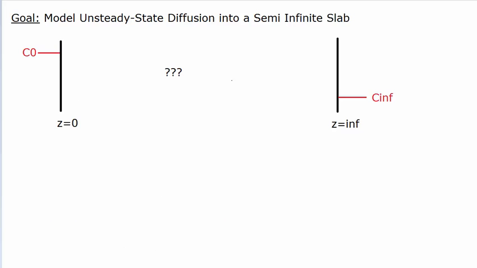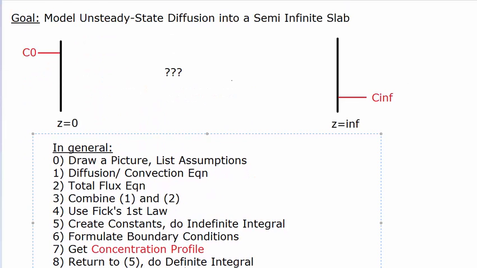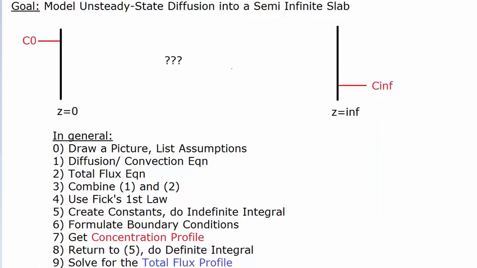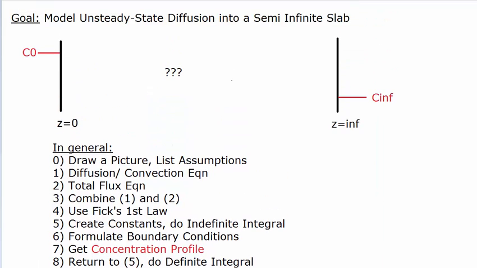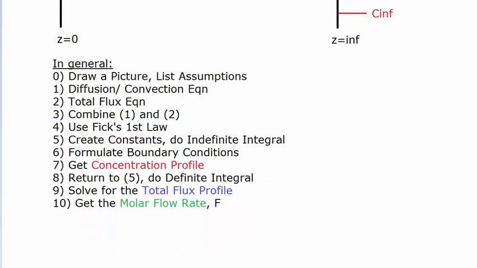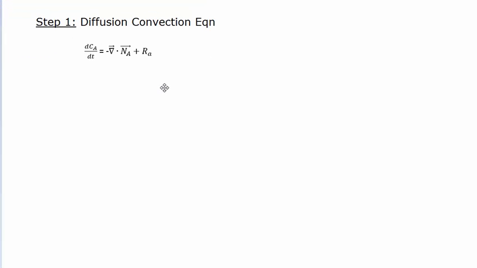Okay, so again, these are the general steps we use whenever we model any situation in transport phenomena. Step 0, draw a picture. I've already done that for you. Let's start again with the diffusion convection equation. By now you should be well familiar with this equation.